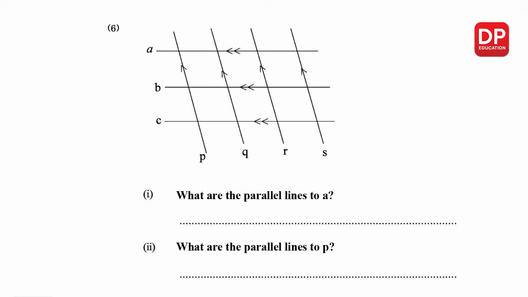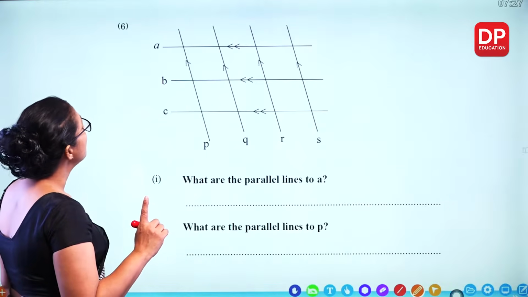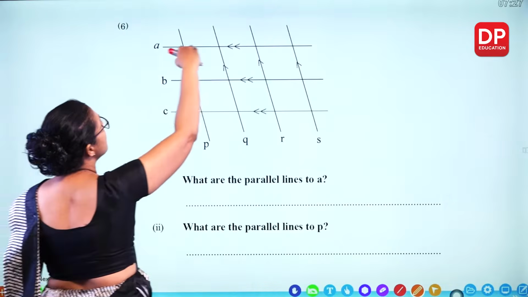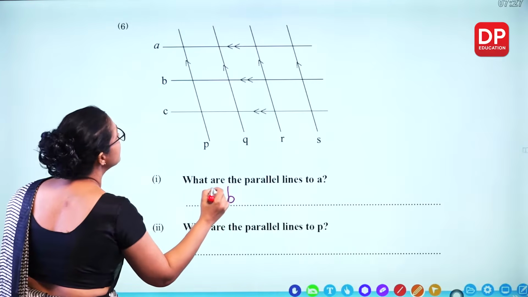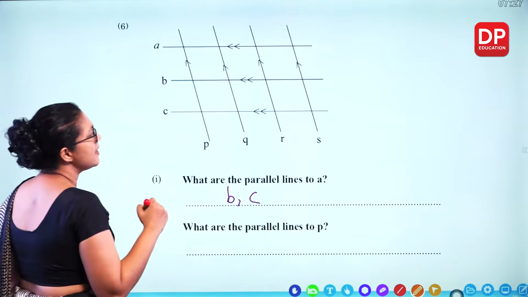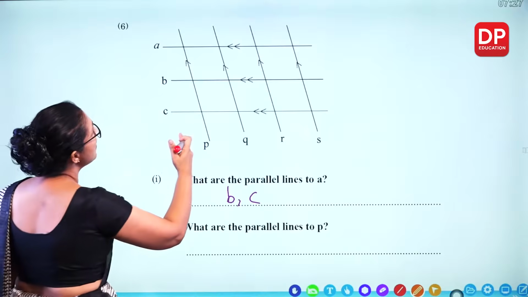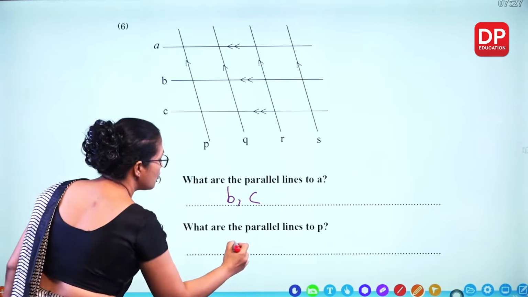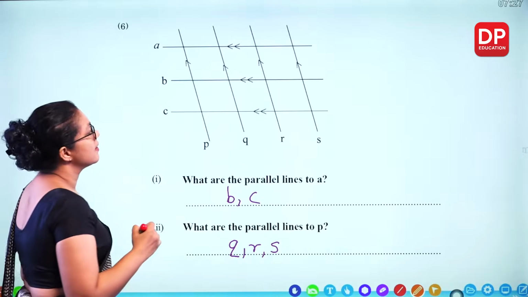In this diagram, what are the parallel lines to A? Where's A? This line. So what are the other parallel lines? B and C. What are the parallel lines to P? P is this one. So you get Q, R, S.